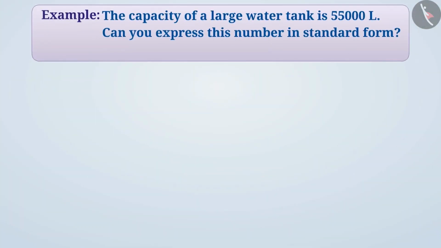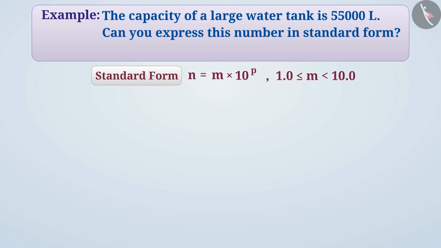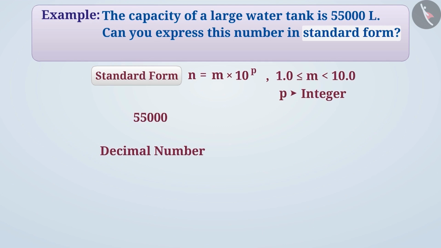The capacity of a large water tank is 55,000 liters. Can you express this number in standard form? Any number can be expressed in standard form as n is equal to m into 10 to the power of p, where the value of m can be equal to or greater than 1.0 and lesser than 10.0, and p is an integer. To express this number in its standard form, first we will convert it into a decimal number.